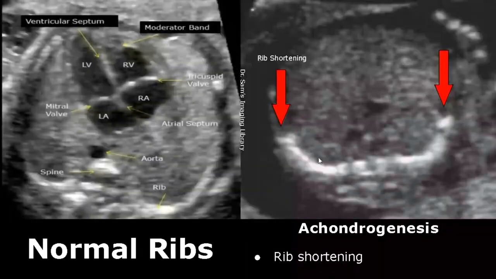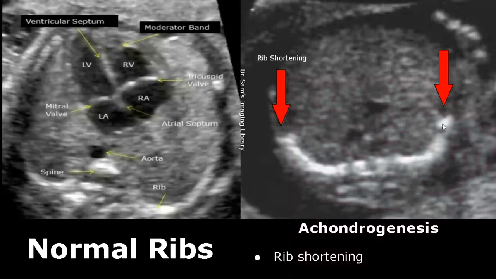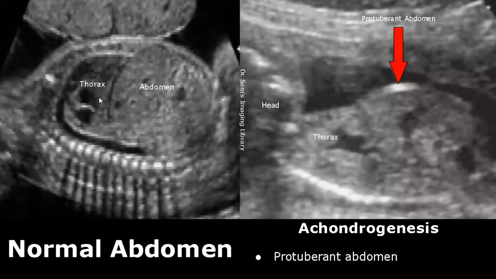Rib shortening is another feature of achondrogenesis. The normal ribs are seen here. They are also producing some shadowing on the sides. But in this image, we see short ribs and no shadowing on both sides. This image shows us the normal chest and abdomen. The next feature is a protuberant abdomen. It is bulging out. It usually occurs along with a small thorax.